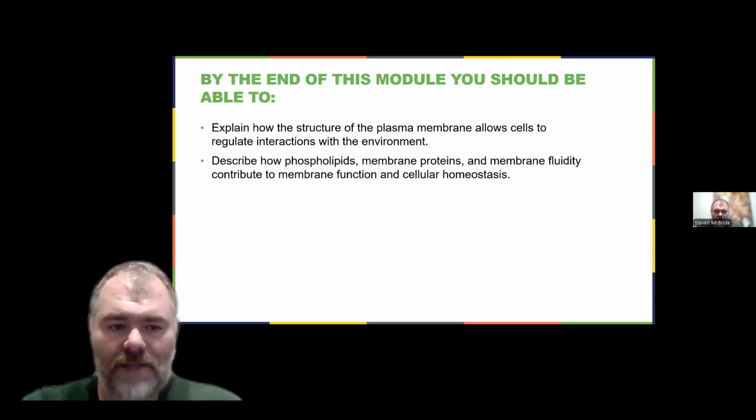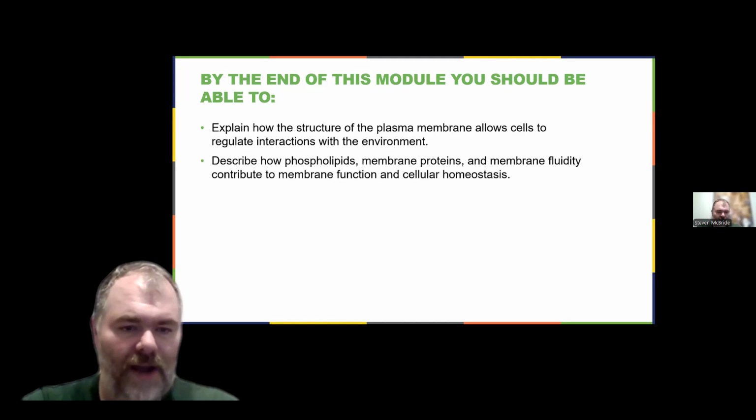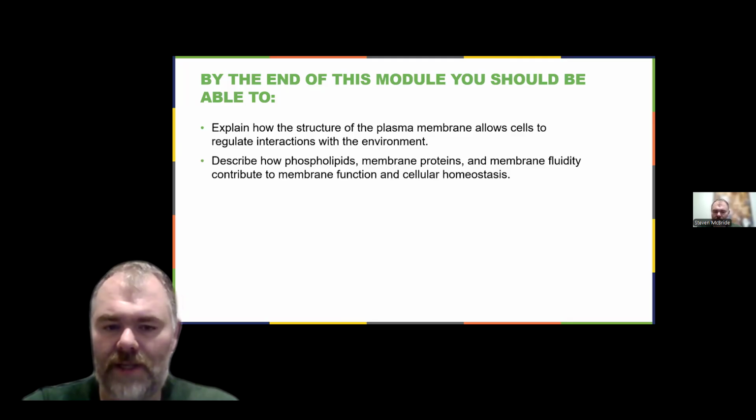By the end of this module, you should be able to explain how the structures of the plasma membrane allow cells to regulate interactions with the environment and describe how phospholipids, membrane proteins, and membrane fluidity contribute to membrane function and cellular homeostasis.